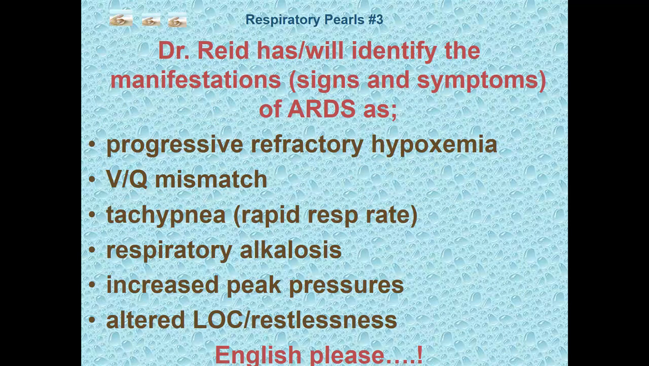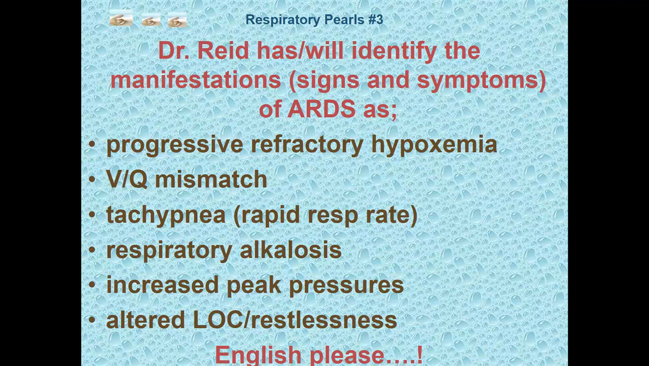Now, another respiratory pearl that I want to identify is that Dr. Reed, in her Jeopardy, which is extremely important for you to listen to or look at, will identify that the manifestations or the signs and symptoms that lead you, the nurse, to suspect that your patient is going into ARDS or has ARDS are this laundry list: progressive refractory hypoxemia, VQ mismatch, tachypnea, respiratory alkalosis, increased peak pressures, and altered LOC. So let's go through each one of those.